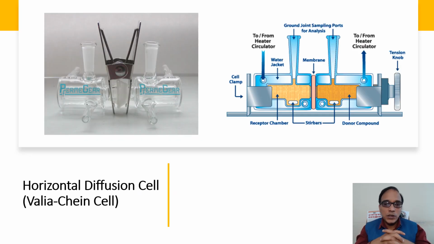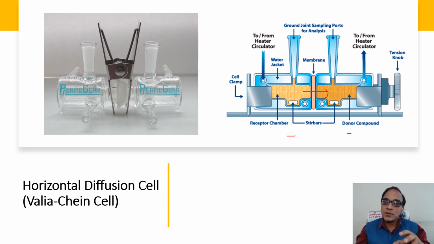Now let's move to the horizontal diffusion cell. There are two major categories of horizontal diffusion cells. The Valia-Chien cell, as you are seeing here, has small horizontal compartments rather than vertical. Horizontally the membrane is there. Actually the membrane is in between these two donor and receptor compartments, and the flow of the drug is horizontal. That's why they are called horizontal diffusion cells.